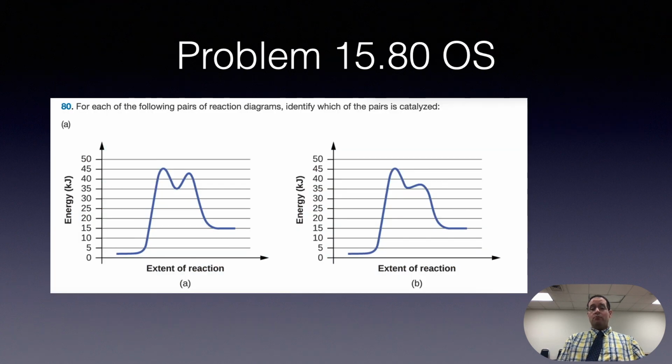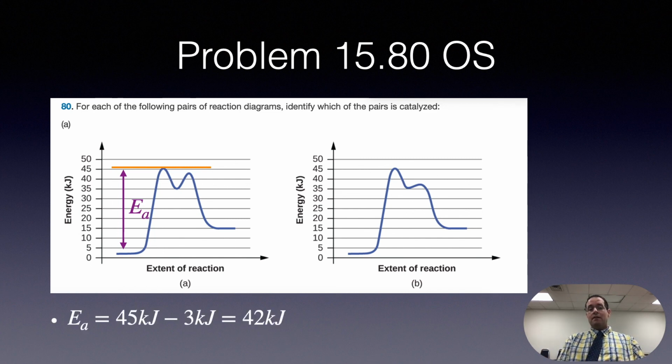Here's another problem, problem 80. It says for each of the following pairs of reaction diagrams, identify which of the pairs is catalyzed. So by a similar analysis, we want to take a look at the reaction on the left, and we want to figure out where is the highest peak in the overall energy landscape. It's the first peak, okay? And we want to take the difference between the starting materials, and that's going to be the activation energy for the whole complete reaction, okay?